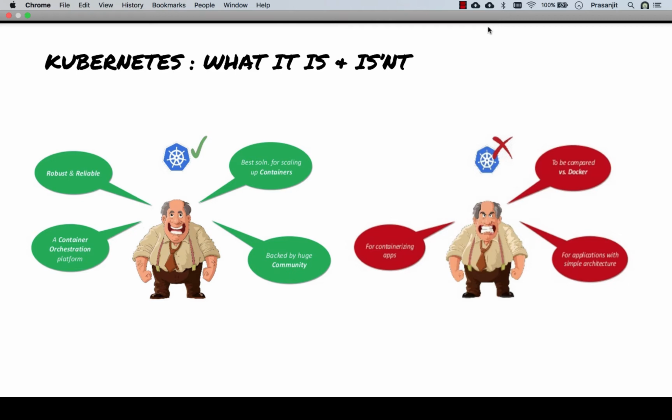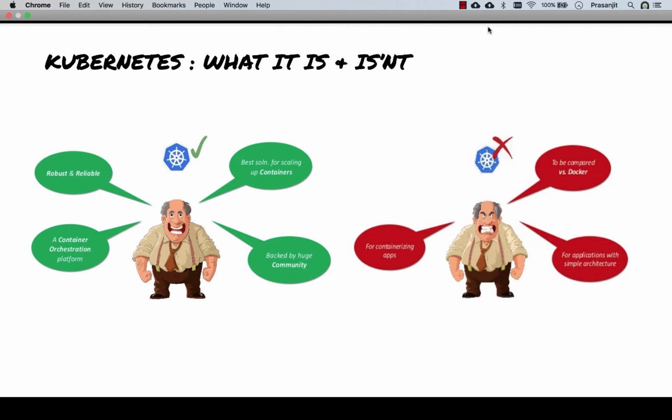What it isn't: it is not to be compared to Docker. Kubernetes is not a container management tool, it's not a container runtime environment. So if you say Kubernetes is not working, it doesn't mean that your container platform is not working. It's just a platform which orchestrates containers, and if there is a problem with a Docker container, it's a problem with the Docker container alone. So it's not to be confused with Docker or any other container runtime environment.